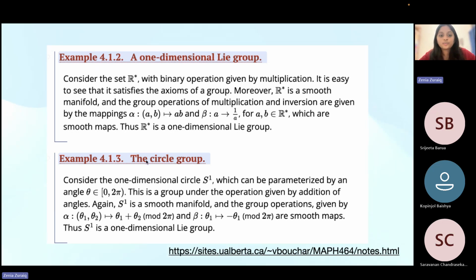Or a Lie group, and then the circle group, which is just the surface of a circle or the line which parameterizes a circle based on theta. That is also a one-dimensional Lie group.